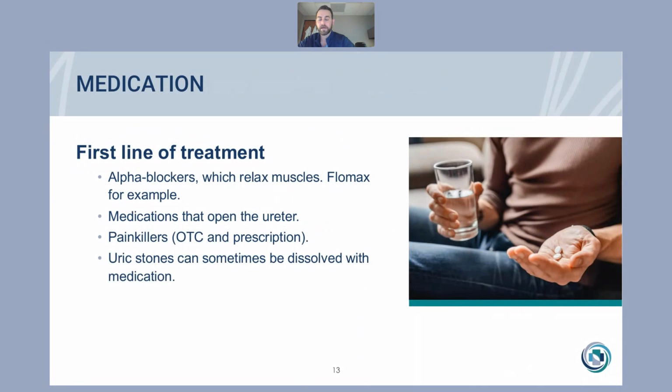So this is going back to what we call medical expulsion therapy. That's where we're trying to give you medicine to help treat the stone. It is true there are certain stones that can be dissolved with medication. Uric acid is one of them. Unfortunately, the most common type of stone, calcium oxalate, is not one that can be dissolved, but there are medications that can help prevent stone growth or propagation.